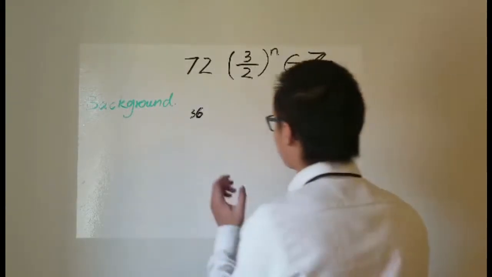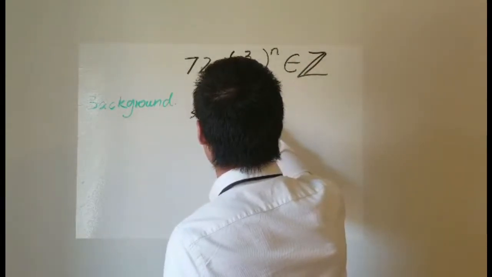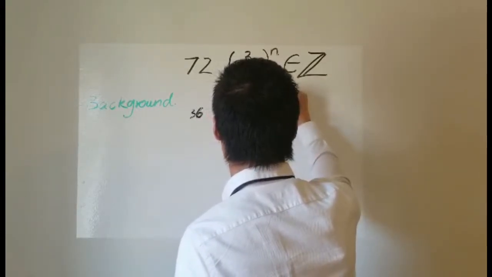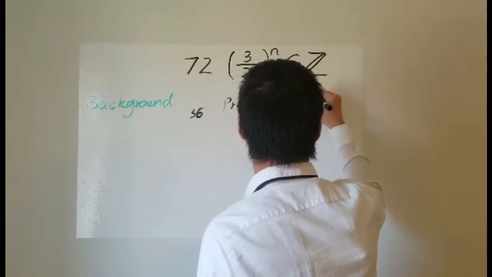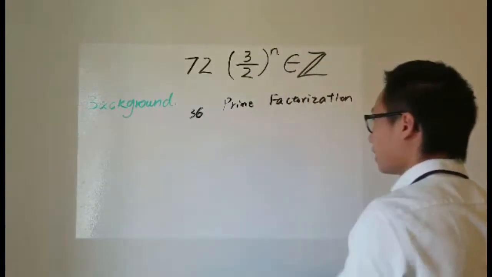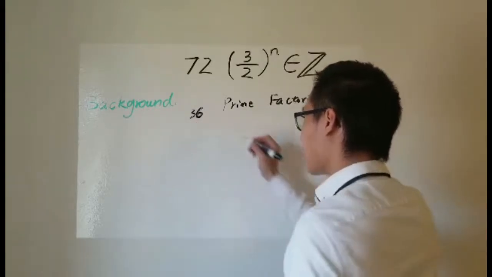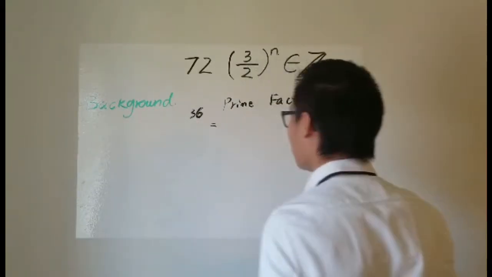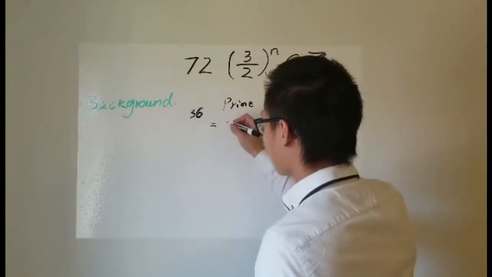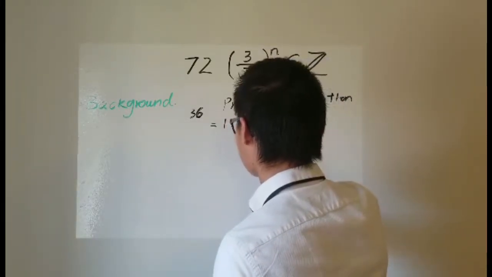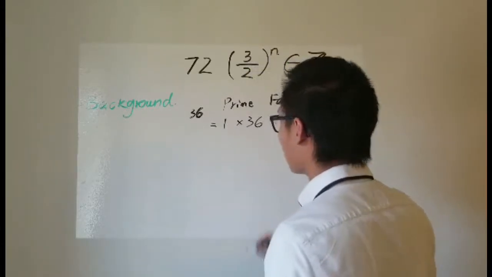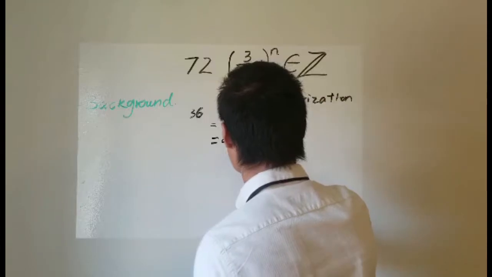Well, if I want to talk about divisibility, we have to talk about a related concept called prime factorization. First, let's talk about factorization. Factorization means that I take any integer and rewrite it as a product of integer factors. For example, take 36: the easiest factorization is 1 times 36, or you can say 4 times 9.